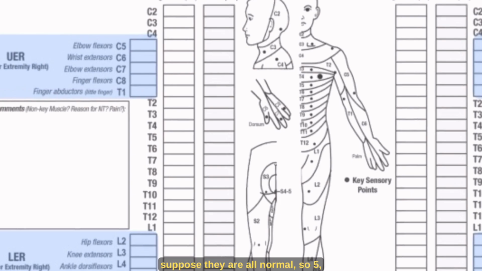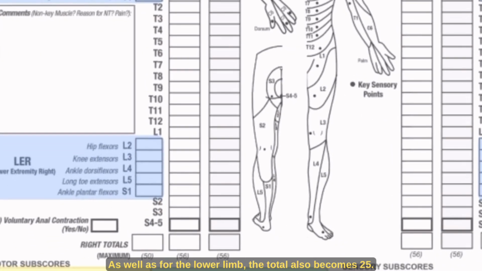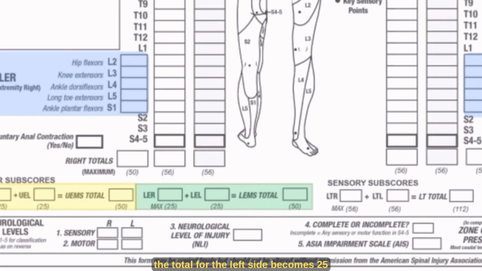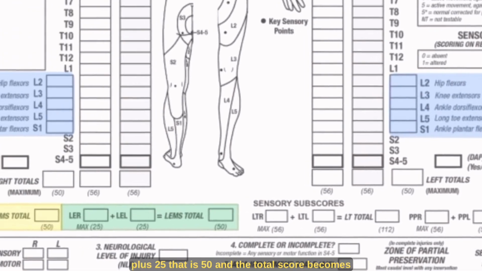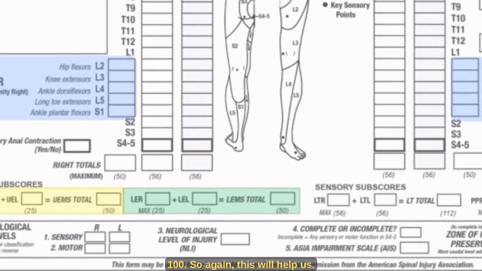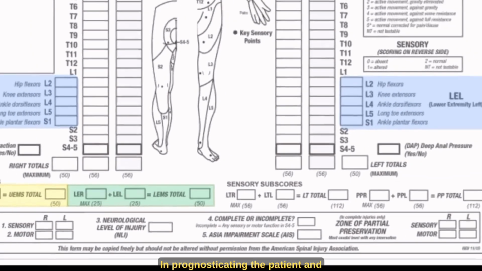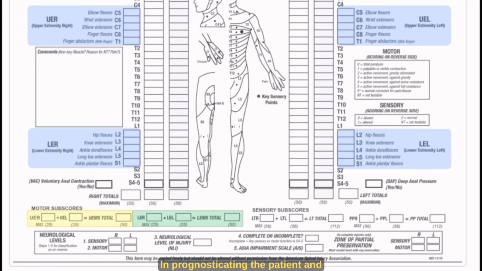So when we grade them, suppose they are all normal, so 5, if we grade 5 for all the myotomes in the upper limb, the total becomes 25, as well as for the lower limb the total also becomes 25. So the total for the left side becomes 25 plus 25, 50, and for the right side also it becomes 25 plus 25, that is 50, and the total score becomes 100. So again, this will help us in prognosticating the patient and also in following up the patient, like if the patient has improved or the patient has deteriorated.